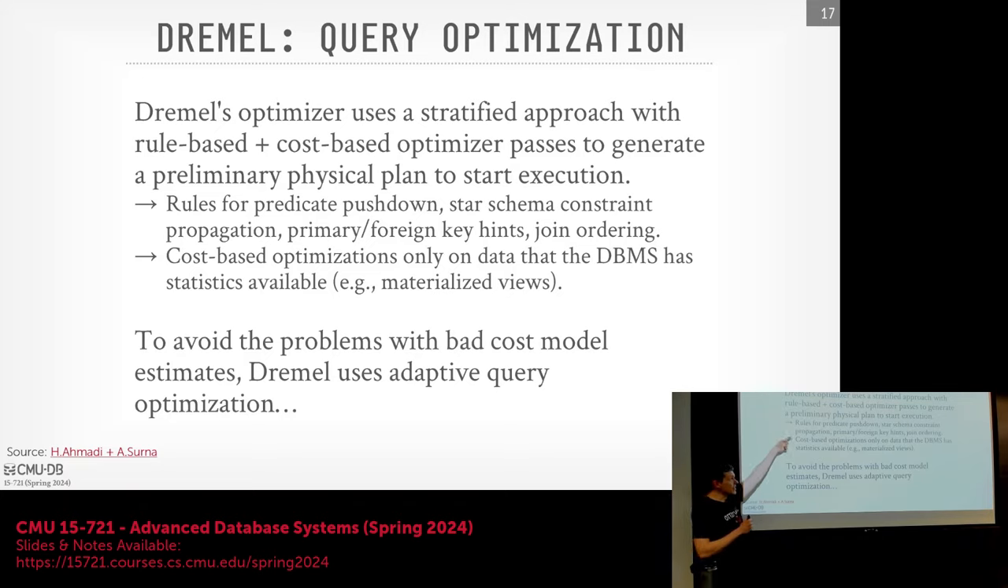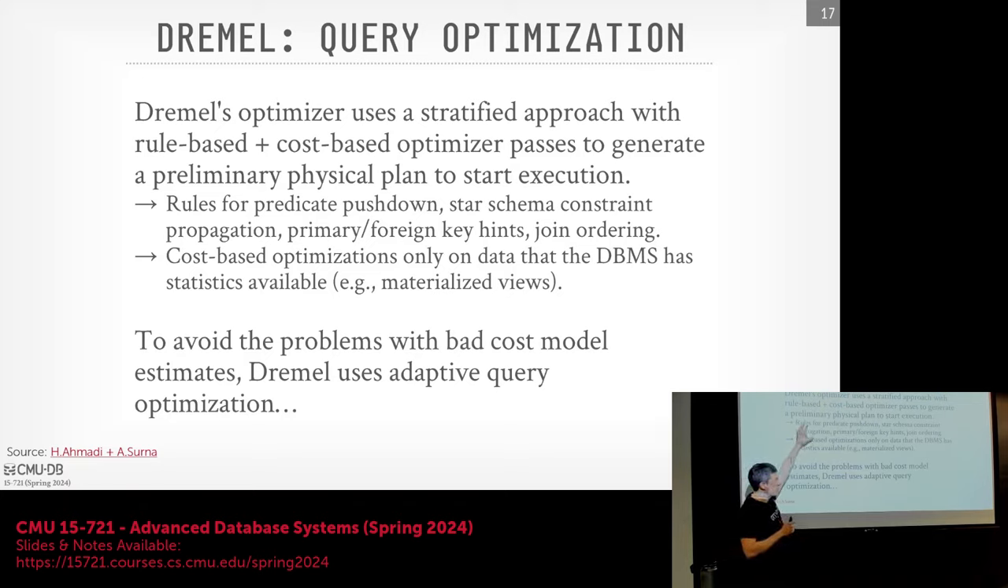For the rules, it's all the classic stuff we talked about: predicate pushdown, primary key and foreign key hints, some very basic join ordering. They have custom rules to do constraint propagation for star schemas, like propagating the constraints from a dimension table into a fact table. If the system detects a star schema, a fact table with all the dimension tables, then when it generates the stages, it knows to always build the hash tables on the dimension tables, and then have this single pipeline where you scan the fact table all the way up and just do probes into all these hash tables, right?